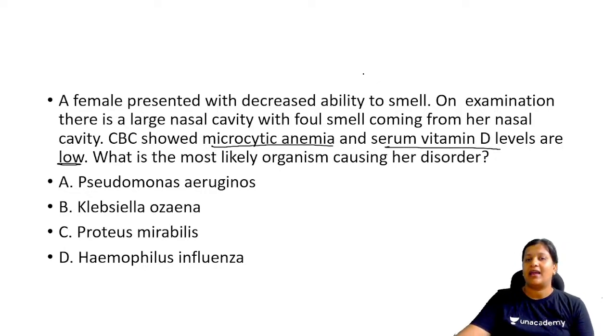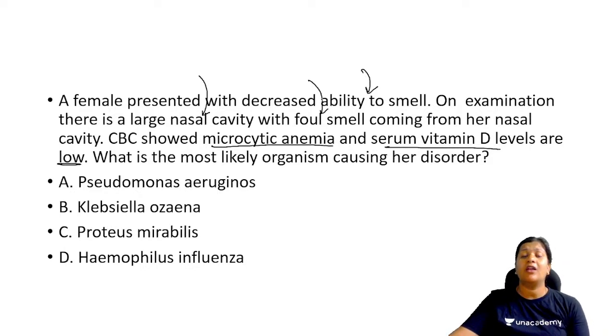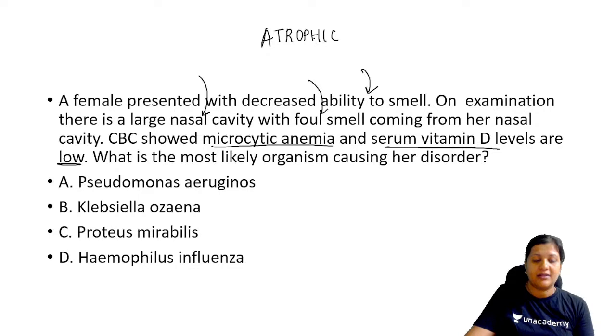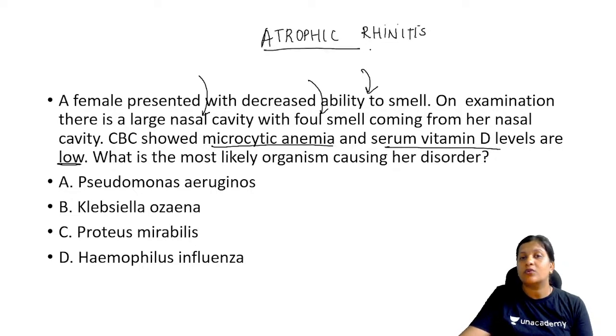So there is decreased ability to smell, a large nasal cavity, a foul smelling nose, anemia, and low vitamin D levels. What are we talking about? Which condition? Very good. This is atrophic rhinitis. Very good, Preetham, Lakshmi, Aishwarya. The correct answer, Ayan, yes, is B. So we are talking about atrophic rhinitis, where you see atrophy of the mucosa, of the turbinates, of the sinus, and of the olfactory epithelium also, because of which they have decreased ability to smell.